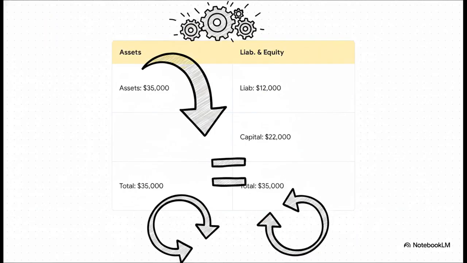And for the grand finale, that $22,000 ending capital drops right down into the balance sheet. This ensures everything balances out perfectly. On the left side, we've got our assets sitting at $35,000. On the right side, our liabilities are $12,000, and we just plug in that brand new ending owner's equity of $22,000. 12,000 plus 22,000? Yep, that's exactly 35,000. Assets equal liabilities plus equity. Honestly, it is a beautiful thing when it all just clicks together like that.